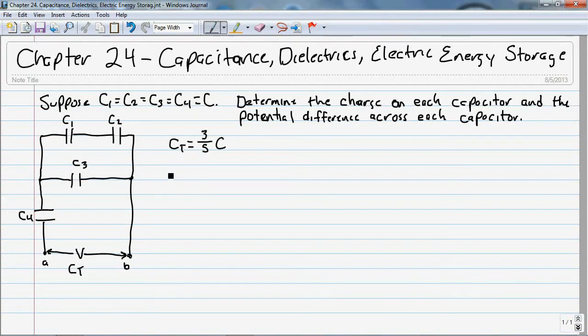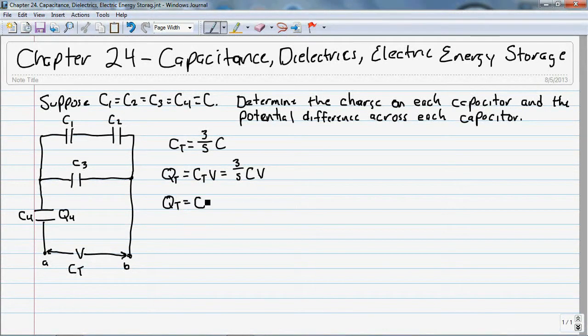Let's start with defining our charge, QT, is going to equal CT times V. And substituting in for total capacitance, that's just 3/5 C times V. Now, we stated that the same amount of charge, Q4, is going to be the same as the total charge that we had from the potential between points A and B.